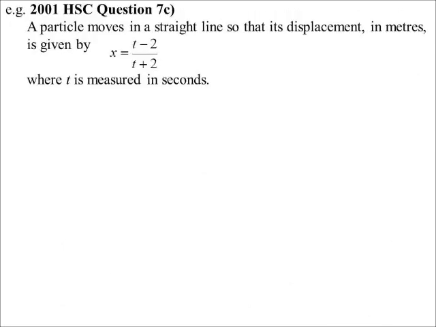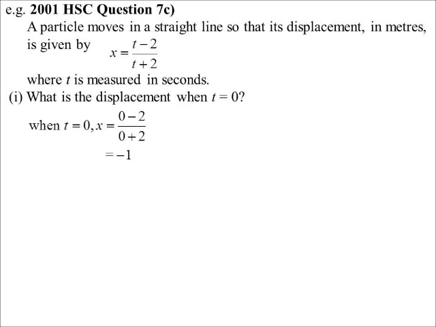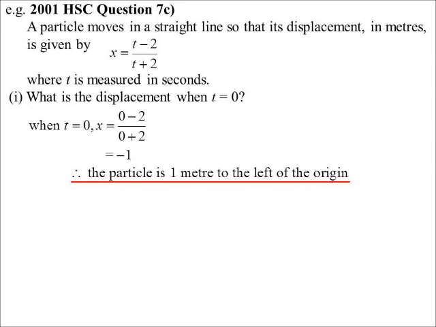All right, let's look at HSC one. Much more interesting equation. Displacement time, it's still displacement time, but we now have a hyperbola if you think about it. T minus 2 over T plus 2 would be a hyperbola. Displacement when t equals 0, so all right, very straightforward question. So we're 1 metre to the left, or at x equals -1, however you want to say it.